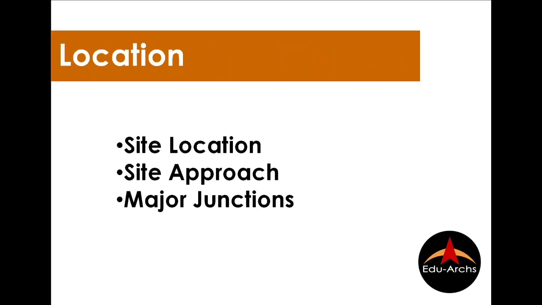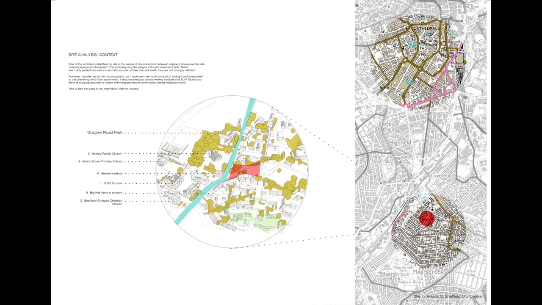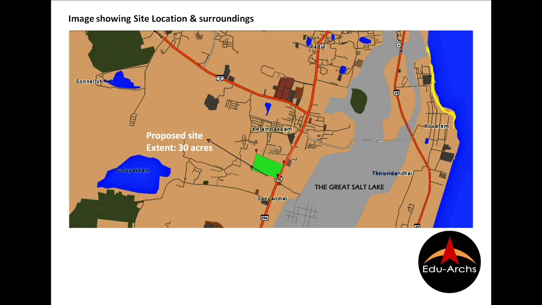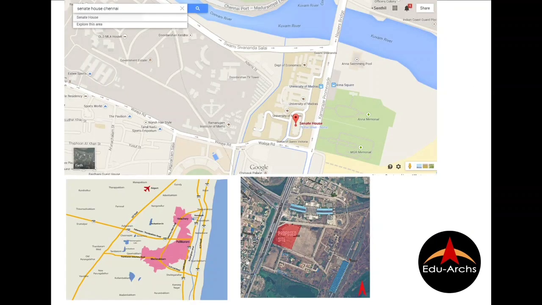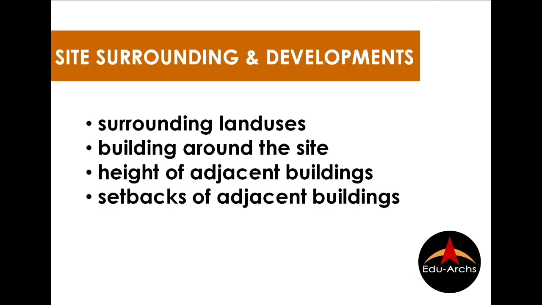Location, neighborhood context, the immediate surroundings of the site, including data on zoning and buildings, have impacts on our project. These are the first things that one needs to look at: where the site is situated, how the site is approached, what is the name of the street or road on which the site is located, and how far away the major junctions are.